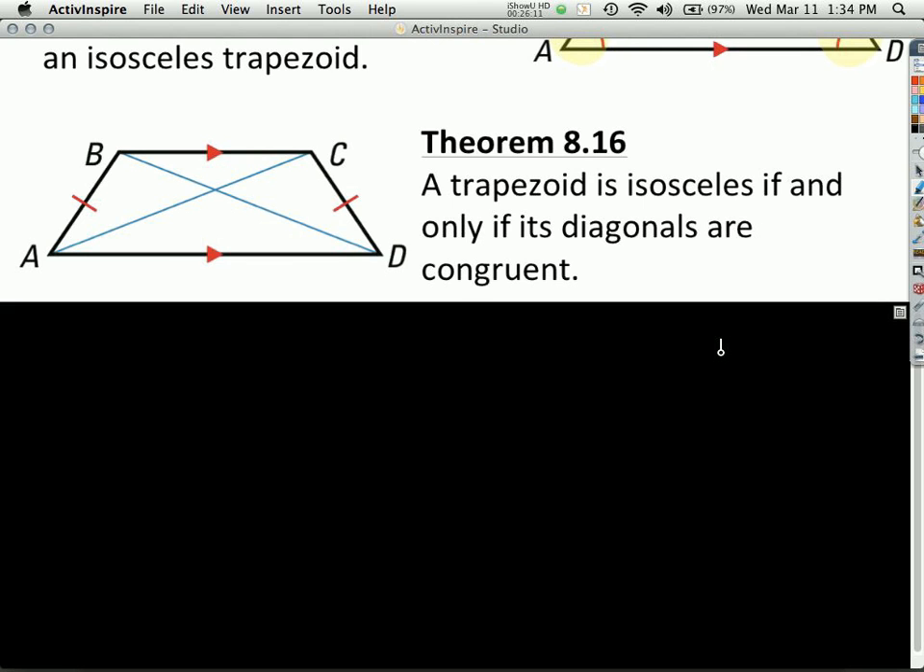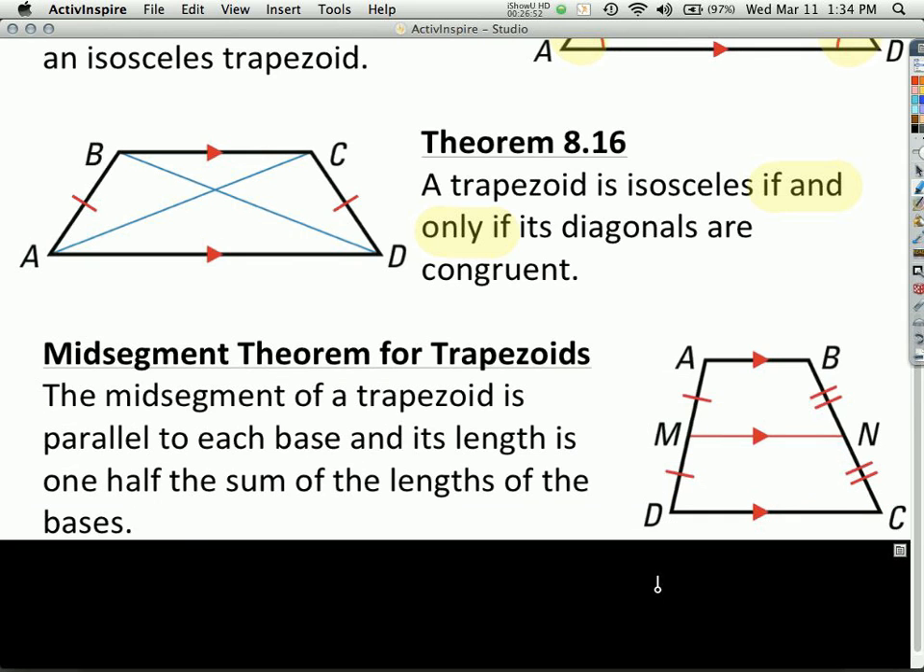Here's a biconditional. Remember, biconditional, if and only if. Biconditional works backwards and forwards. So it's really two theorems wrapped up into one. A trapezoid is isosceles if and only if its diagonals are congruent. What would the other direction be? If the diagonals are congruent, then it's an isosceles trapezoid. Okay? We have other shapes that have congruent diagonals. Rectangle, square, congruent diagonals. But they also have other attributes that separate them from a trapezoid. Any questions about that? And again, we're going to use all these ideas.